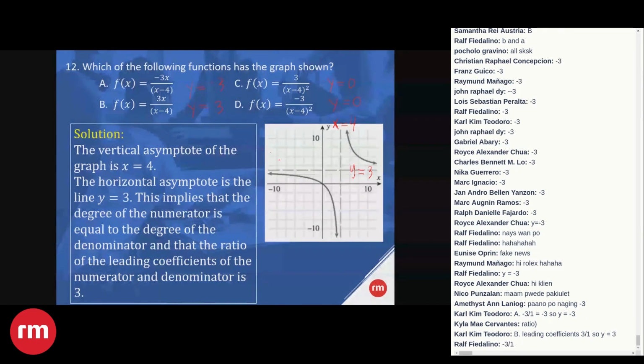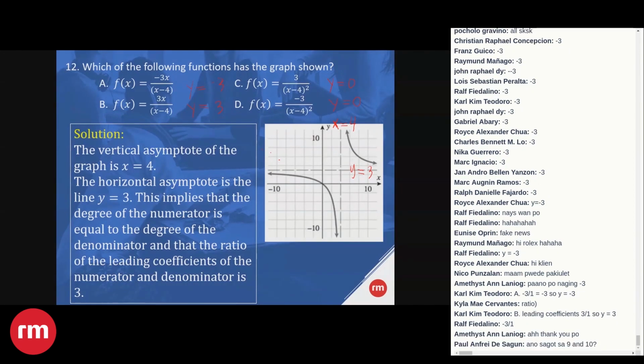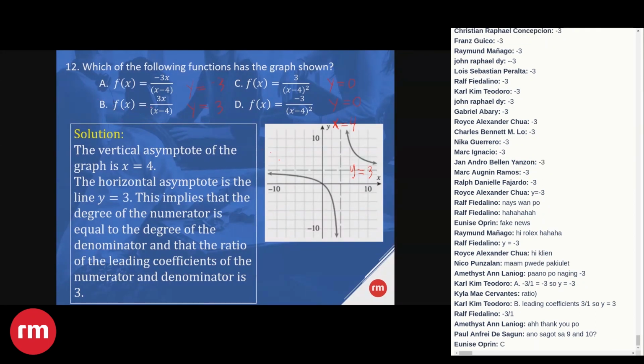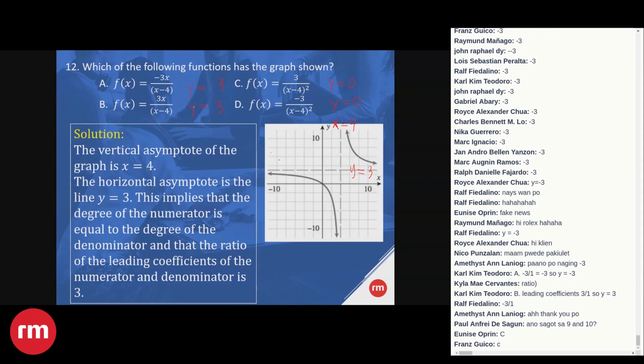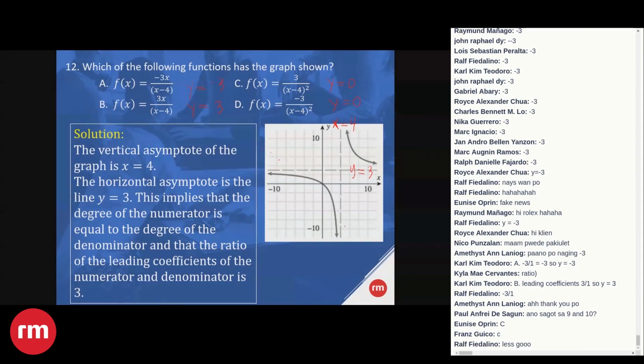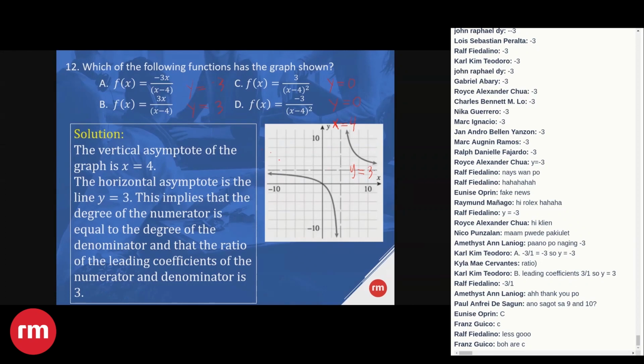Sa letter B naman, the leading coefficient is 3 over 1. The leading coefficients are 3 and 1. So if you get the ratio, you get positive 3. At bakit letter B yung sagot? Kasi sa letter B, ang horizontal asymptote nitong function na to ay y equals 3. Eh yung graph natin, ang sinasabi niya, dapat ang horizontal asymptote ay y equals 3. So that's why ang sagot ay letter B.